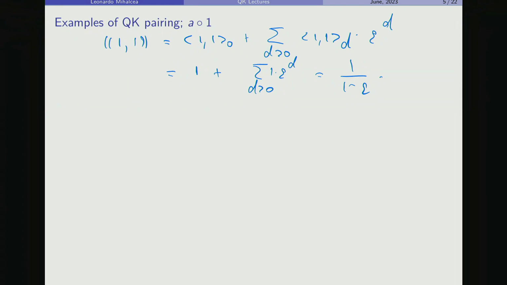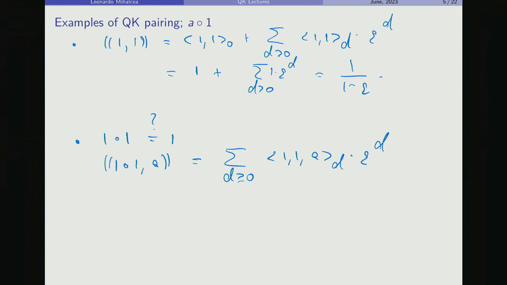Let's use that definition of the quantum K product to actually calculate 1 circle 1. What do we want it to be? We want it to be equal to 1, right? So I'm going to put a question mark there. Is 1 times 1 equal to 1? In order to check that, I have to pair it with an arbitrary class A. By the definition of the product, this is the sum over D larger than or equal to 0 of (1, 1, A, D) Q to the D. This was the definition of the product.